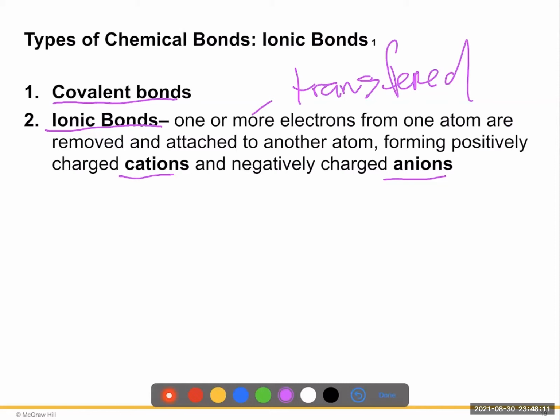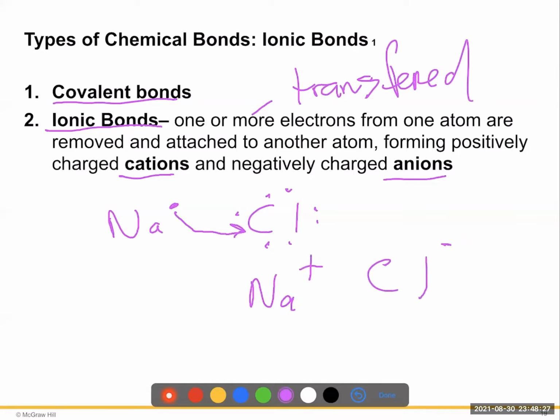Sodium has 1 valence electron. Chlorine has 7 valence electrons. So this electron moves over, and you end up with Na plus, because it has lost an electron and is a positive charge, and Cl minus, which has gained an electron, so it's a negative charge. You actually transferred an electron. The positive charge attracts the negative charge, and it forms a bond. This is an ionic bond.